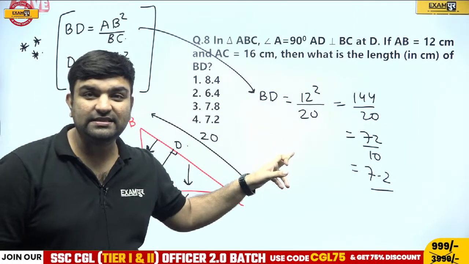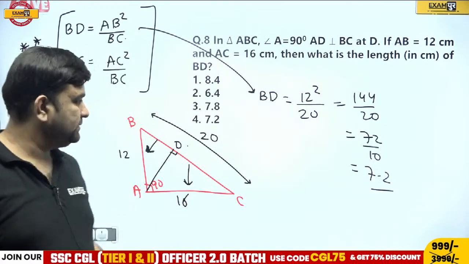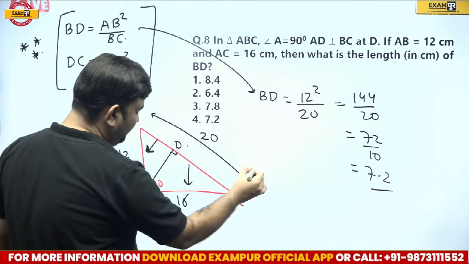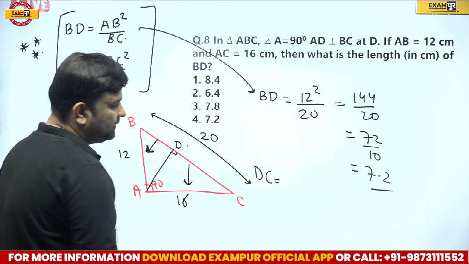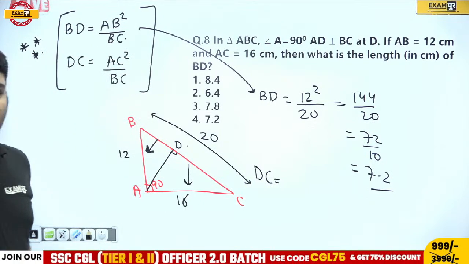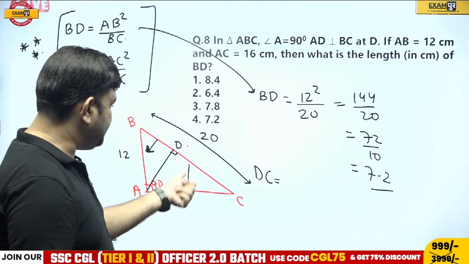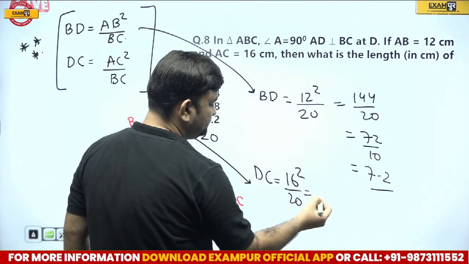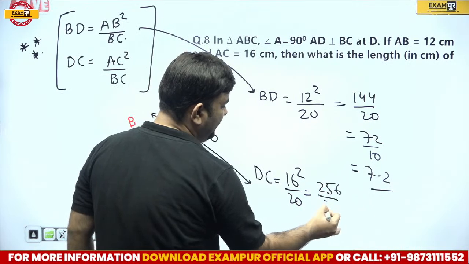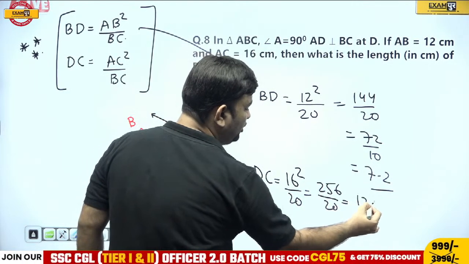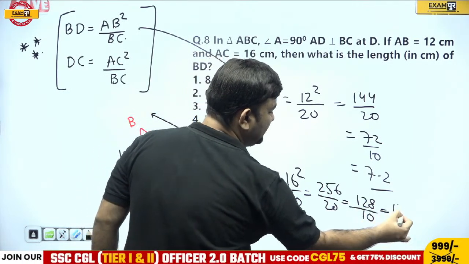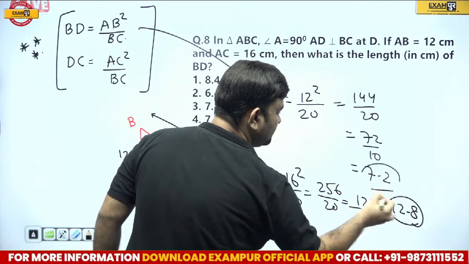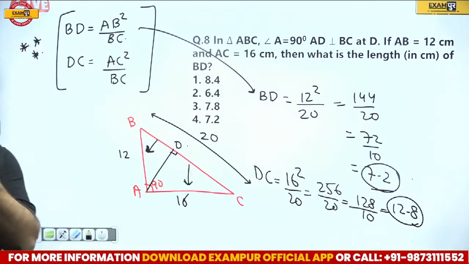Look, this is such an important thing to write. Can you give me the length of DC? 16 squared divided by 20. 256 divided by 20, 128 divided by 10, 12.8.